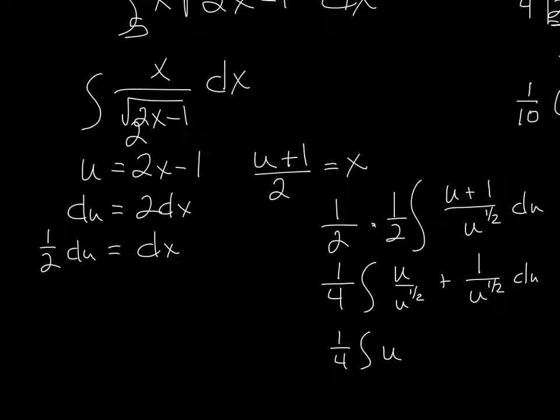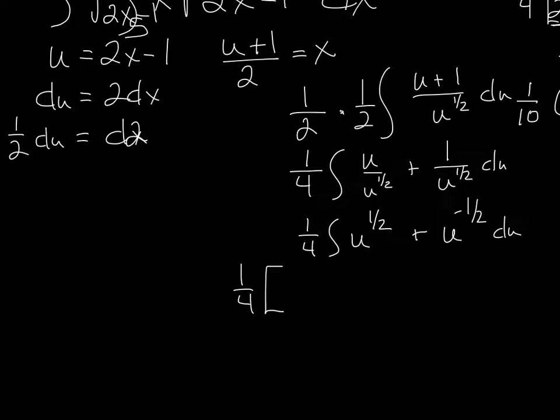U? 1/2 u to the 1/2 plus u to the negative 1/2. Okay, take a second and integrate. So like multiply the 1/4, or no? Yeah. Well, what do you get first? I got 2/3 times u to the 3/2 plus 2u to the 1/2. Okay.